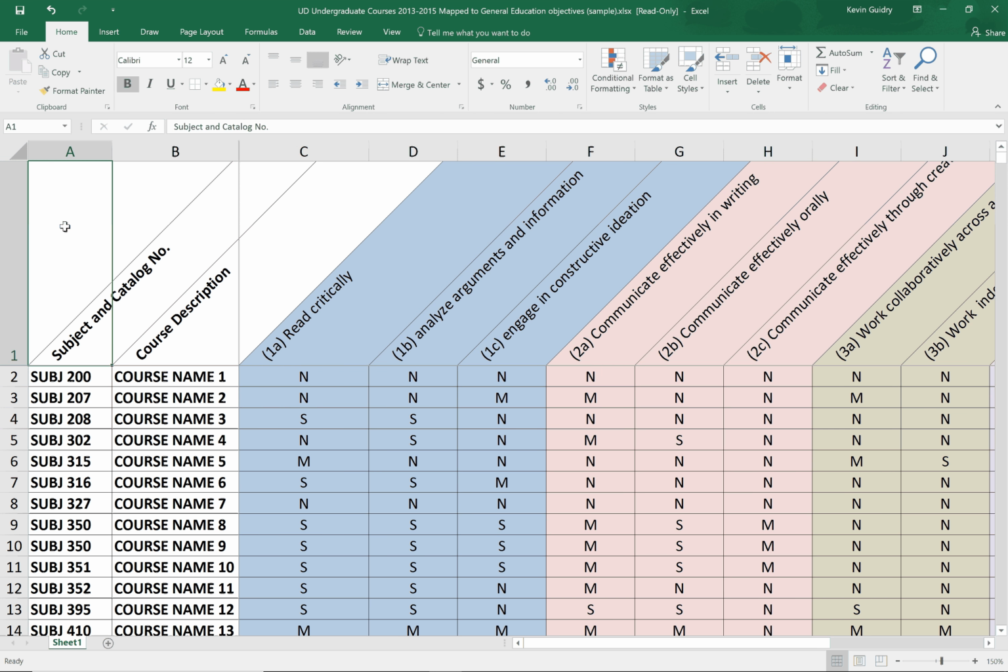Of course, these maps begin blank, and they're filled in by faculty who are familiar with the course and their objectives. In this case, faculty were asked to indicate the extent to which these courses provide students with opportunities to attain the Gen Ed objectives. They use an N to indicate no opportunities, M for minimal opportunities, and S for significant opportunities. We can use these data to understand how curricula are connected to these objectives, and we use them to construct reports that we'll examine in just a moment.